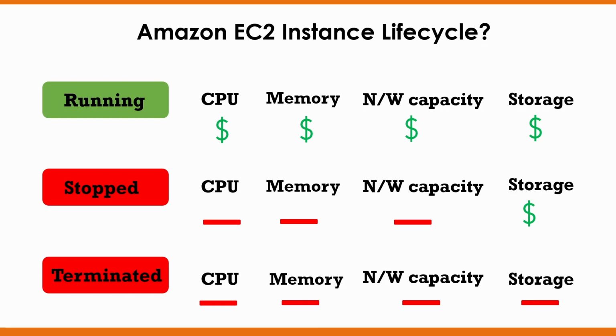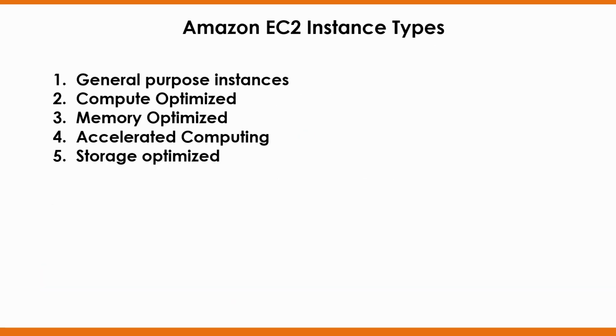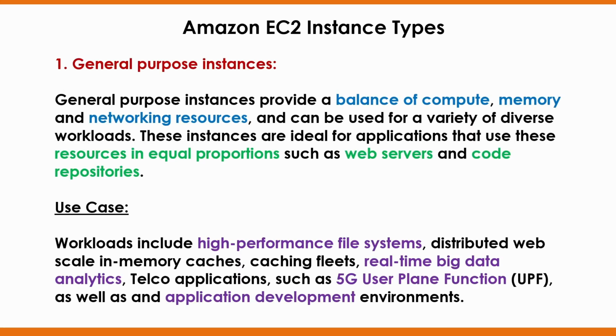Now let's see the EC2 instance types, which are optimized for specific use cases. The first one is general purpose instances, second is compute optimized, third is memory optimized, fourth is accelerated computing, and the fifth is storage optimized. So let's see each of these types one by one.